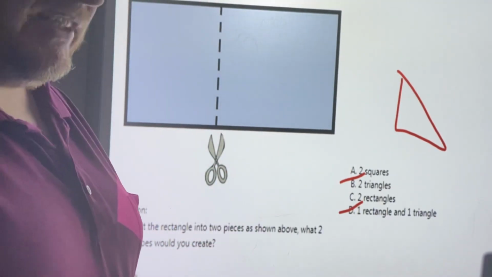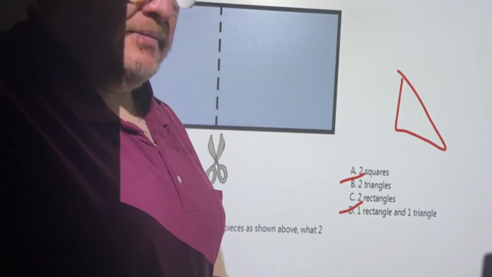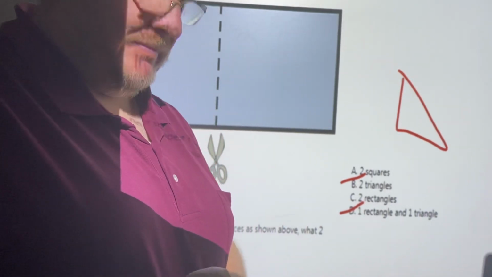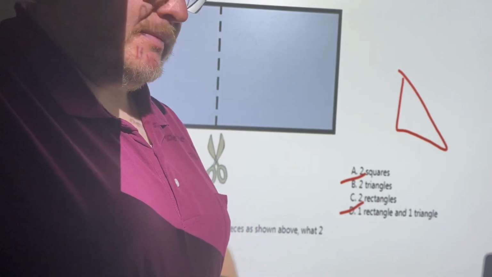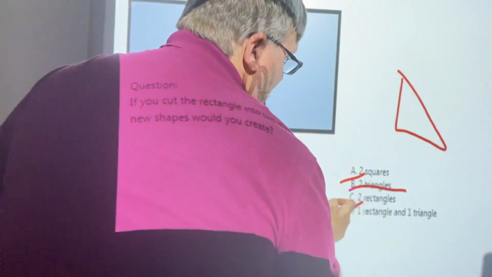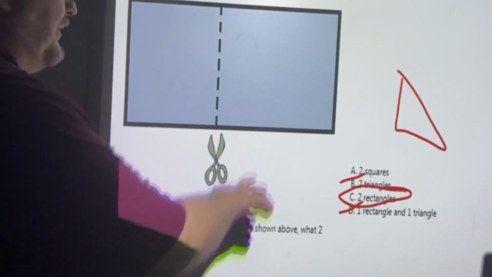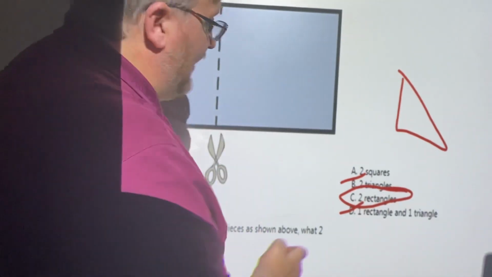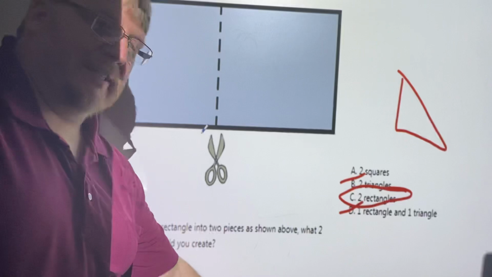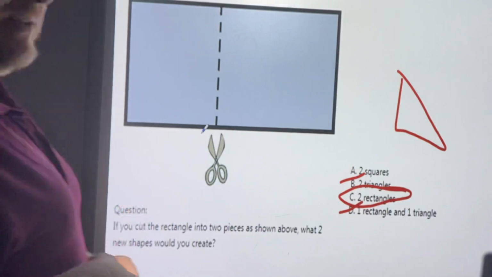I think the people that got this wrong, they picked A because they said there was 2 squares. There were 2 squares. But what is the correct answer? Kason? Rectangle, 2 rectangles. Because a square can be a rectangle, and a rectangle can be a rectangle. So the answer is 2 rectangles. All right. Hey, Ivy. So 2 rectangles is the correct answer. That was the most missed question on there.